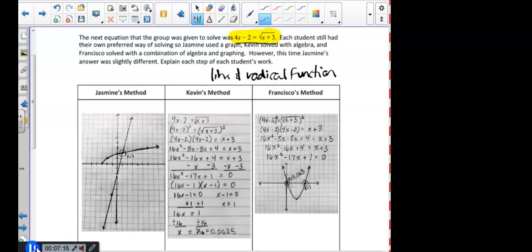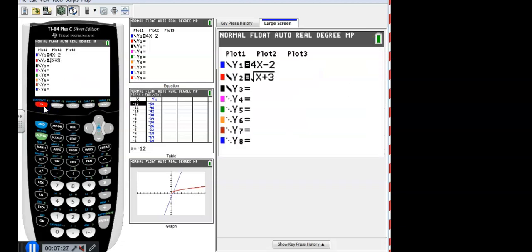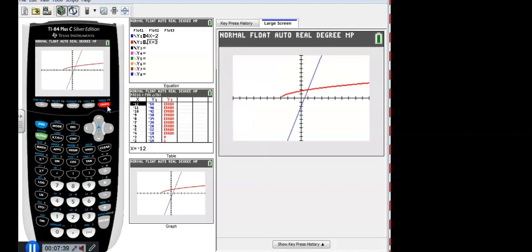So let's first take a look at Jasmine's method. She graphed both the line and the square root function in her graphing calculator and put it on a coordinate grid. So let's do that together. When we go to our y equals, we would type the left-hand side, 4x minus 2, in our y1 and the right-hand side into y2, which is the square root of x plus 3. When we graph, Jasmine noticed there was an intersection between the blue line and the red square root function. So Jasmine wants to find that intersection point.